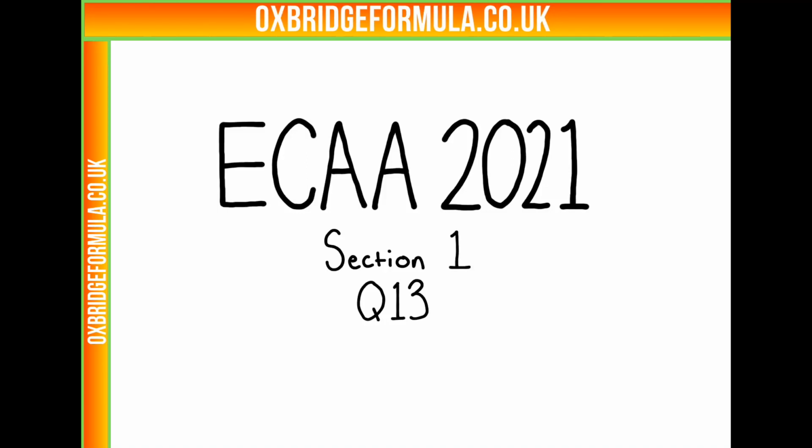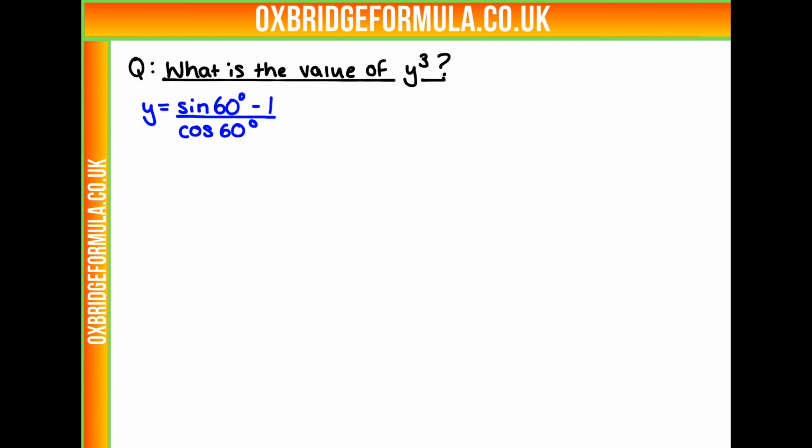This is ECAA 2021, Section 1, Question 13. So we're told that y equals sine 60 minus 1 over cos 60, and we have to find the value of y cubed. What we're going to be looking for in this question is if we can work out what sine 60 and what cos 60 are. So let's see if we can break that down.